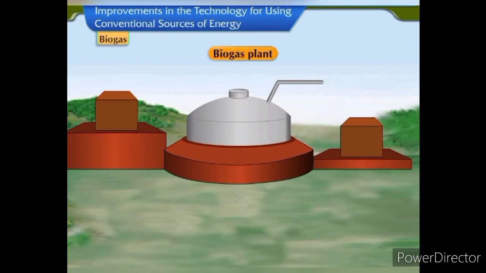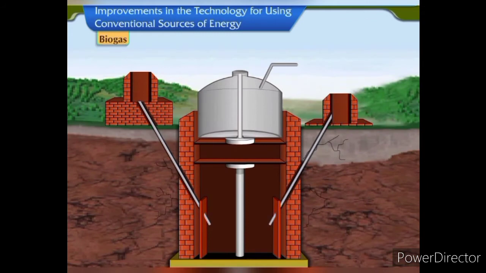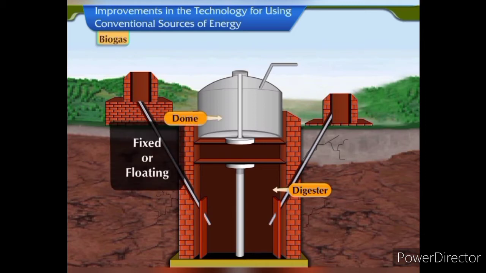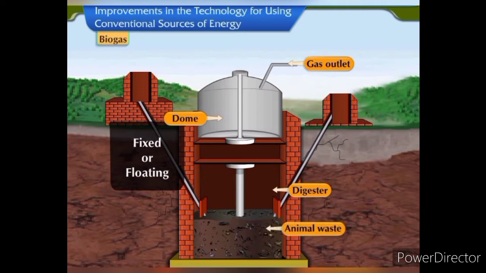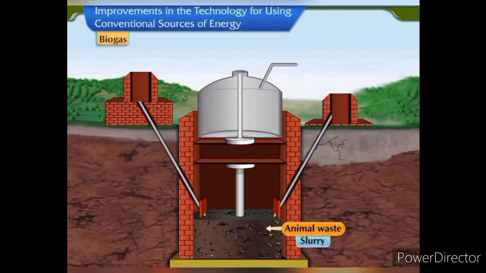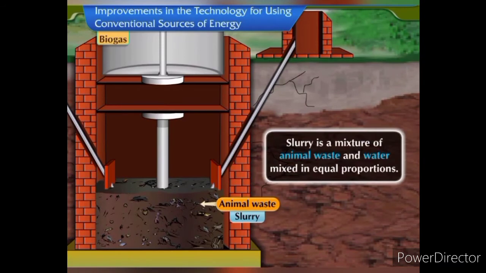Let us now understand the construction and working of a biogas plant and learn how biogas is produced in a biogas plant. A biogas plant consists of two parts, a digester and a dome. Dome may be fixed or floating. There's a gas outlet at the top of the dome for the supply of biogas. Digester is a well containing animal waste in the form of slurry. Slurry is a mixture of animal waste and water mixed in equal proportions.